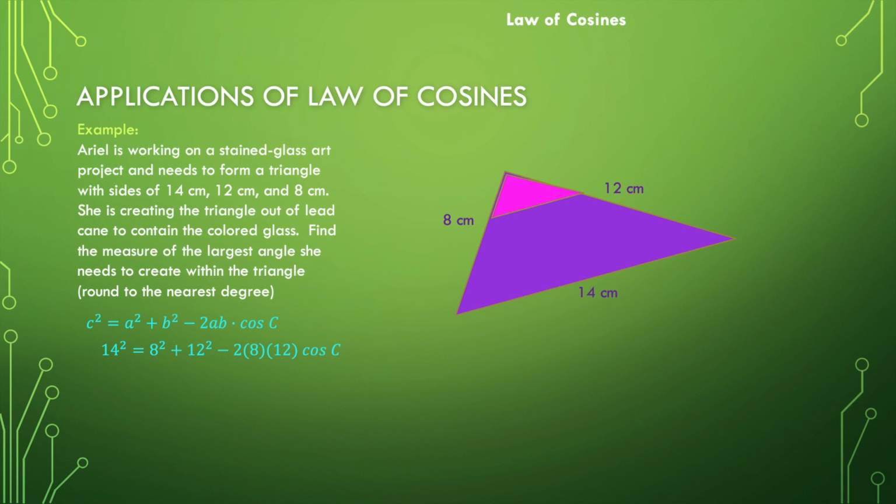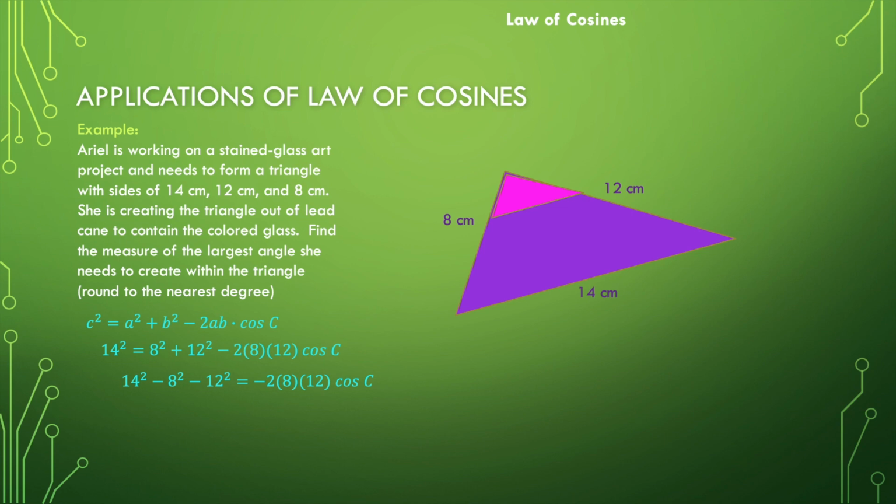So 14 squared is equal to 8 squared plus 12 squared minus 2 times 8 times 12 times the cosine of C. And remember, we're trying to isolate C, so there's a lot of things going on besides just C. So first thing, let's get rid of these constants. Let's subtract them to the other side. So 14 squared minus 8 squared minus 12 squared is equal to negative 2 times 8 times 12 times the cosine of C.